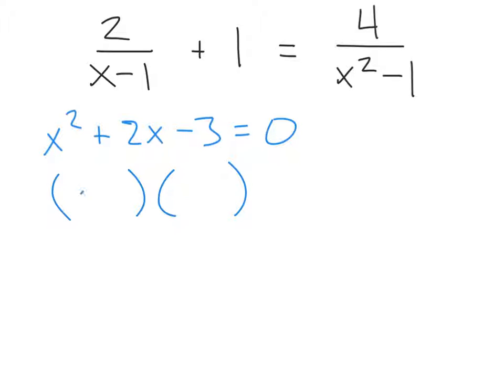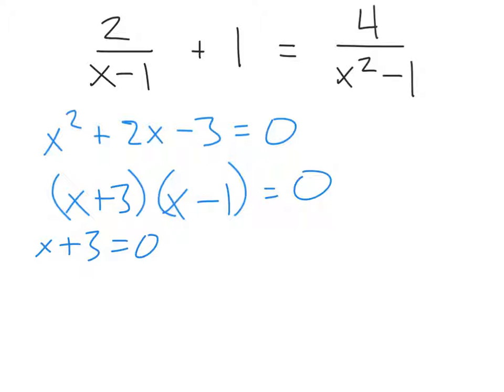We need two numbers that multiply to negative 3 but add to positive 2. Those two numbers should be a positive 3 and a negative 1, right? Because 3 times negative 1 is negative 3, and 3 plus negative 1 is positive 2. And then we set each of these pieces equal to 0. x plus 3 equals 0 gives us x equals negative 3. And then x minus 1 equals 0 gives us x equals 1.